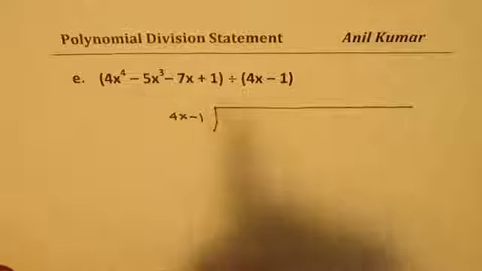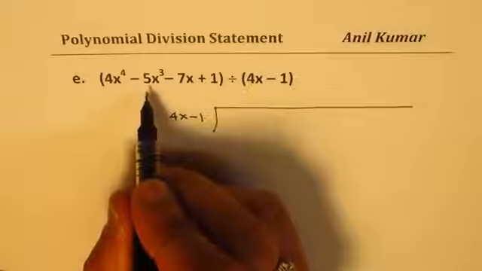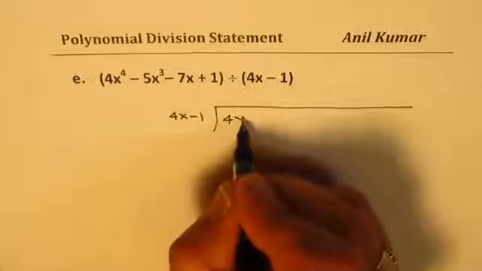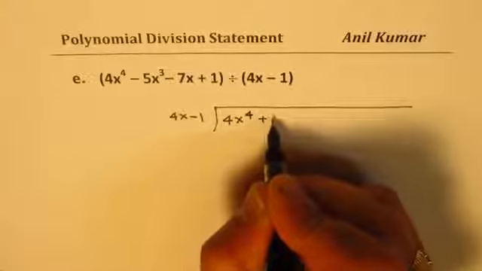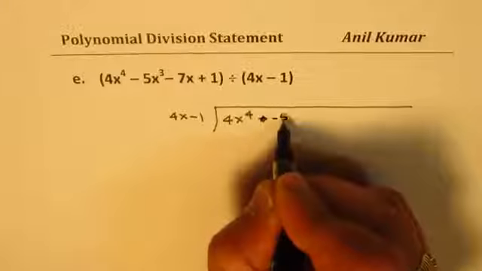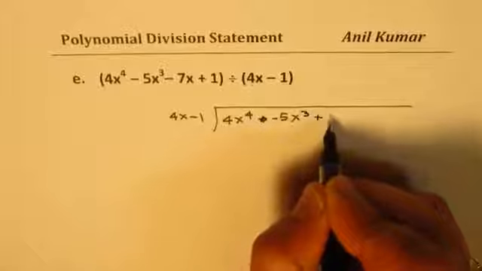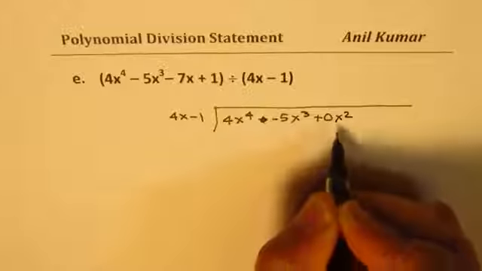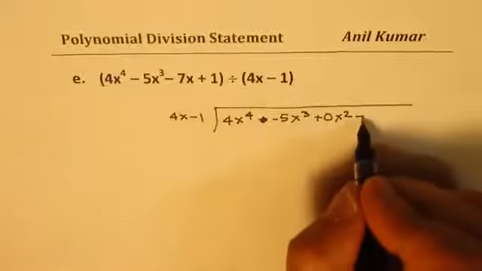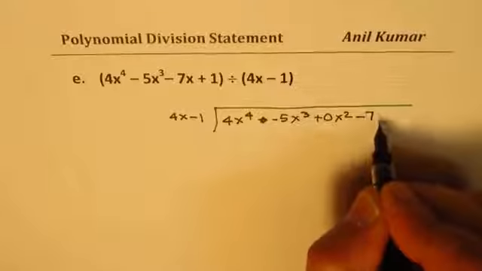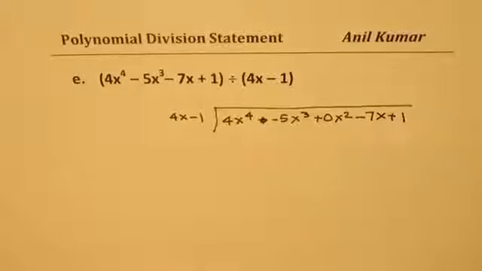Do you notice something here? X squared term is missing. So we'll again use a placeholder. So we have 4x to the power of 4 minus 5x cubed plus 0x squared. That is the placeholder. X squared term is missing. It helps to align. Minus 7x plus 1.